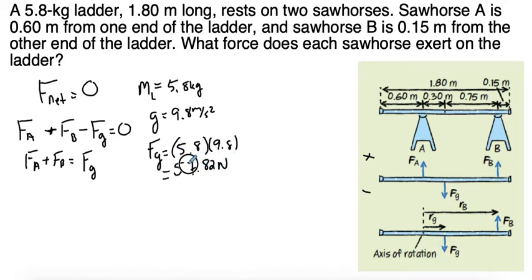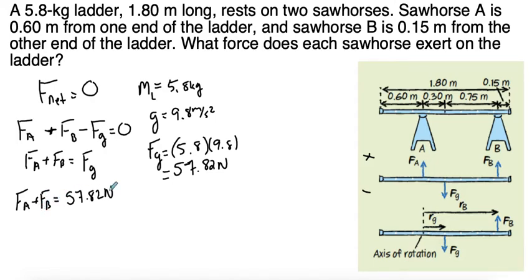So that's the weight or the force of gravity on the ladder. So that would go right there. Right, so we can plug that in if we want to right here. So force of A plus force of B, that's going to be 57.82 newtons. Now, we don't know A and we don't know B. So we got two unknowns. So we got to figure out what to do next.